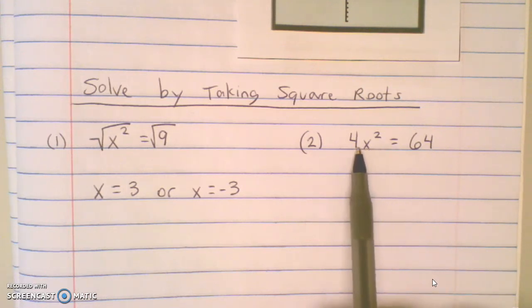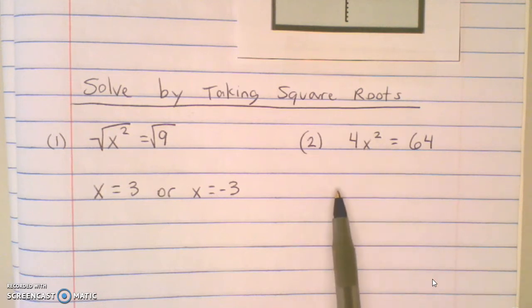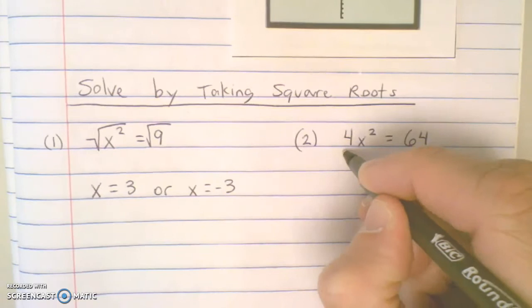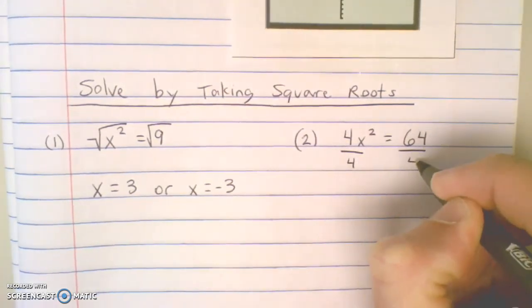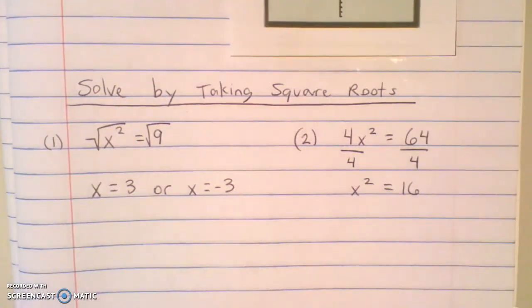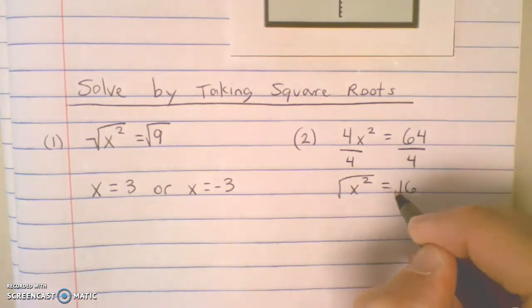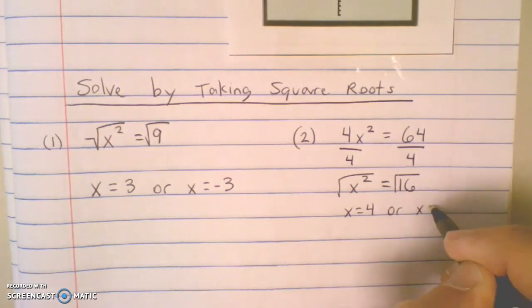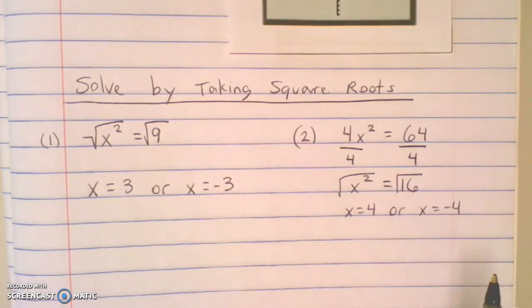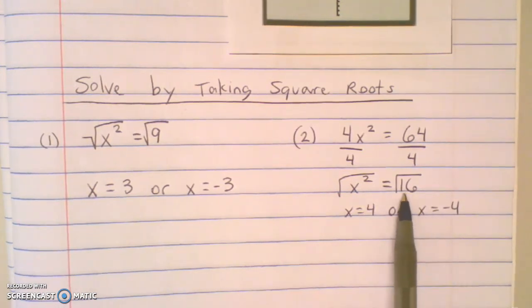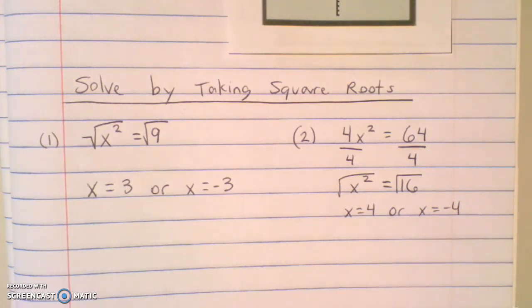So to undo this, I want to get the x squared by itself. So to get x squared by itself, I have to undo what's happening to it. This means multiplying by 4 when it's in front of it, so I have to divide both sides by 4. So I've got x squared equals 16. And now to solve that, I just take the square root of both sides. So either x equals 4 or x equals negative 4. Because you have to think of the two solutions that you could multiply together to get to 16. 4 times 4 is 16, and negative 4 times negative 4 is 16. And then those are your two solutions.